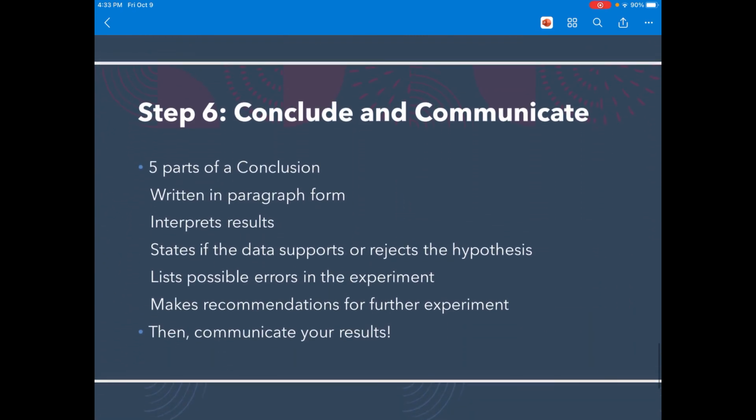Step 6. Conclude and communicate results. When you're writing a conclusion, there are 5 parts to writing it. It must be written in paragraph form. It must interpret your results. It must state if the data supports or rejects the hypothesis. It must list possible errors in the experiment. It also must make recommendations for further experiments. Then communicate your results.